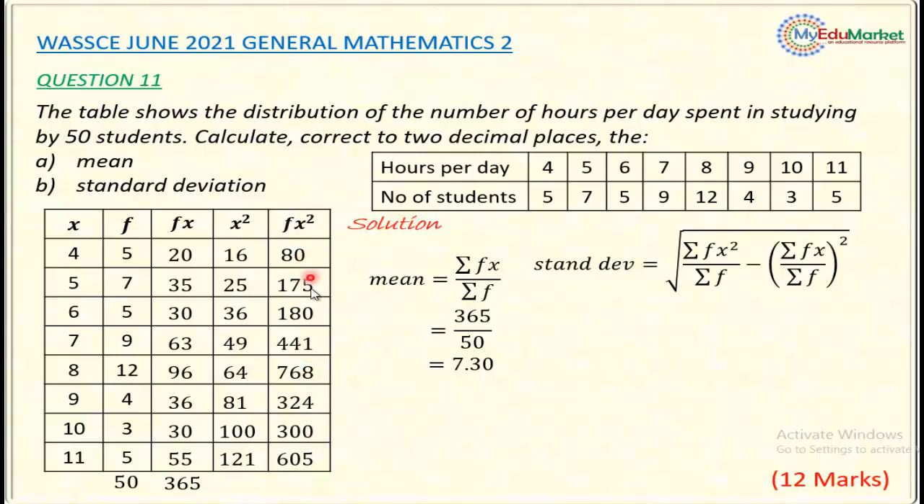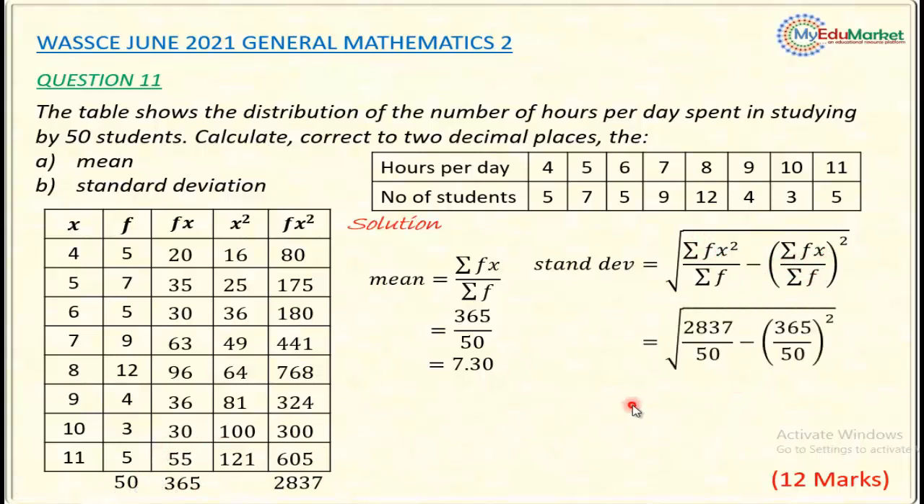So I'm going to add all those ones to get their sum so that I can substitute here. So summation of all this is going to be 2837. So this is summation fx square. So I can now substitute in this formula. This I have it already. Summation fx is this one. Summation f is 50. I have it already.